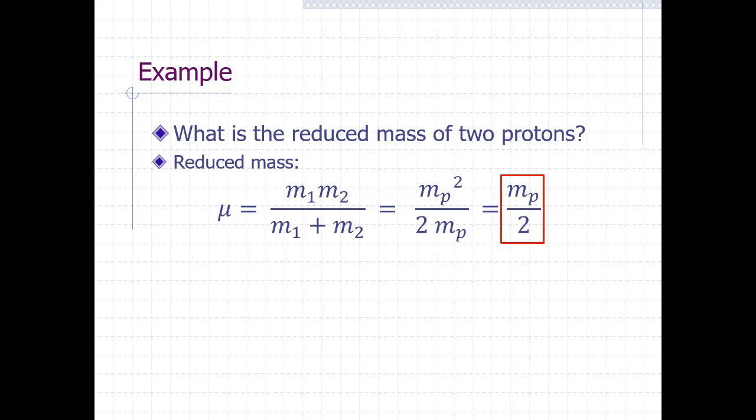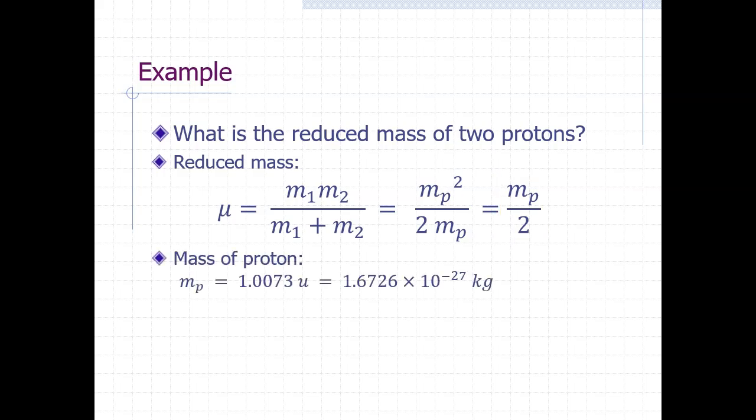In general, the reduced mass of two particles with the same mass is just half the mass of either particle. If you want the actual value here, you can look up the mass of a proton. It's 1.0073 atomic mass units, or 1.6726 times 10 to the negative 27 kilograms.